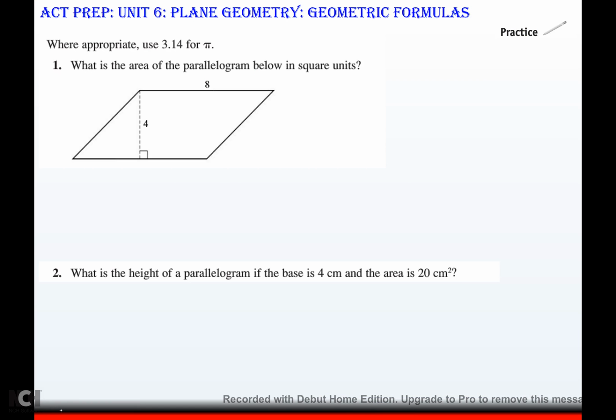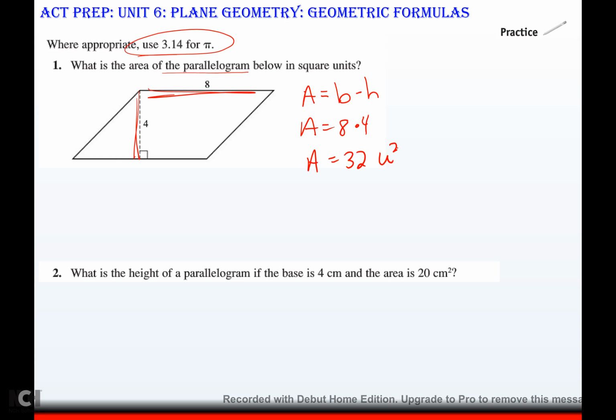Alright, so let's do some practicing here. It says, where appropriate, use 3.14 for pi. Number 1 says, what is the area of the parallelogram below in square units? Well, this is a parallelogram. My area is just base times height. My base would be 8. My height, I thought it was a trapezoid, sorry, my height would be 4. So my area is going to be 32 units squared.